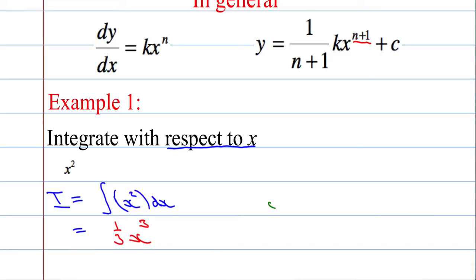Now I'm going to do a check over here. If y equals 1 over 3 x cubed, then dy by dx, so let's differentiate. The power comes down in front. 3 times 1 over 3 is 1. So we get 1x, and reduce that power by 1, 1x squared, which is exactly what we started with. So we know that we're correct.